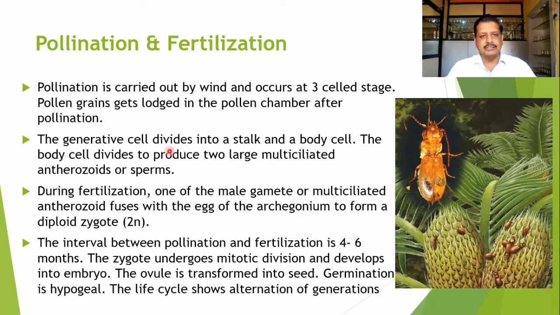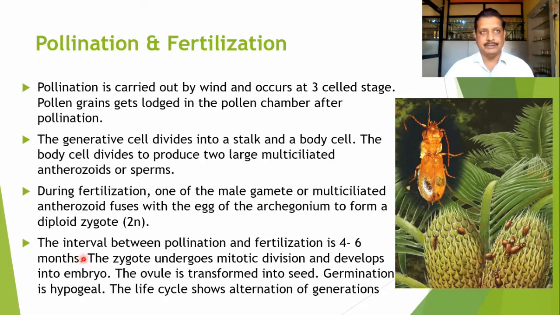The generative cell divides into a stalk cell and the body cell. The body cell divides to produce two large multiciliated antherozoids, or sperms. During fertilization, one of the male gametes, the multiciliated antherozoid, fuses with the egg cell of the archegonium to form a diploid zygote. Thus the fusion has taken place here.